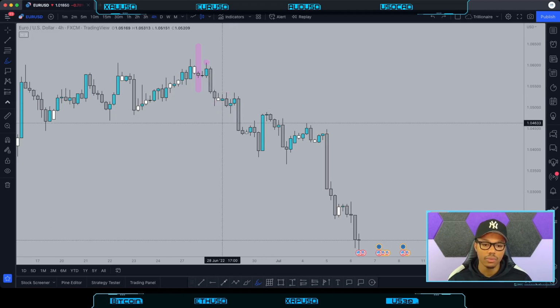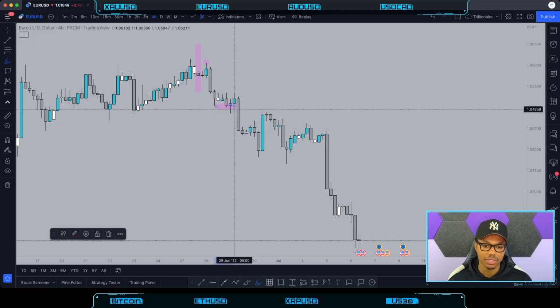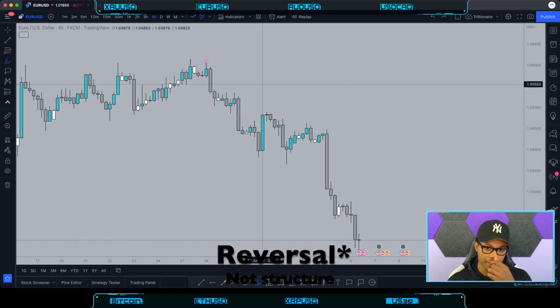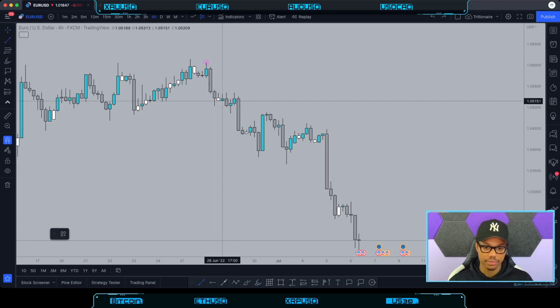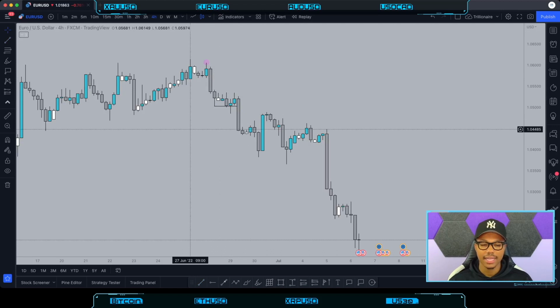So what would be structure within this area? Would it be this region here? Would it be this region here? How do I know where that structure would be? So what I like to do is, wherever price creates that lower low, I like to pay attention to that region.